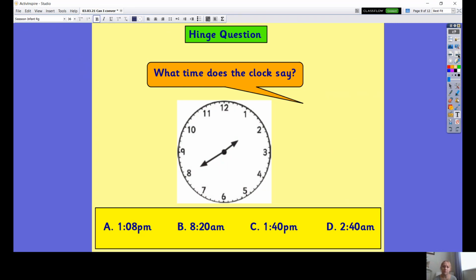Okay, move on. So this is our hinge question then. What time does the clock say? So can you pause and write which one you think is the correct one, please?